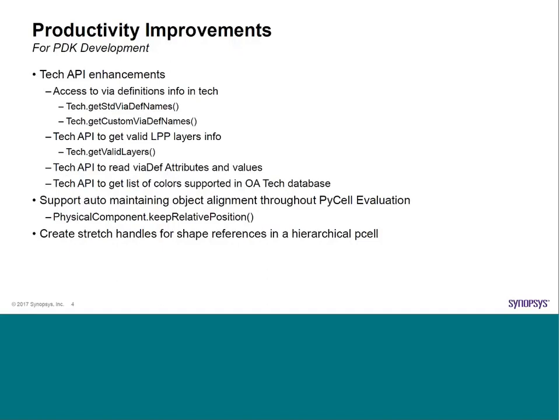Okay, in terms of productivity improvements, people are doing more and more fancy things in PyCell. They are creating standard vias and custom vias inside PyCell, and they want to query what my via definition was, as defined in the text file. Based on that, they get certain information from the constraints and do some sophisticated work. So we have added more APIs in PyCell Studio to get such information. You can get via definitions from the text file, you can get valid layers from the text file, and you can walk through different via definition attributes.